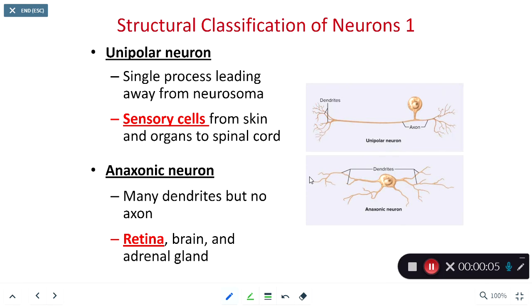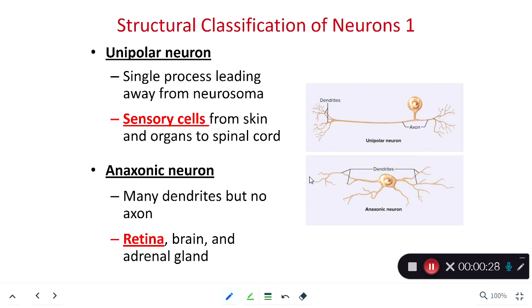Hi class, in this recording we are going to be focusing on how neurons can be categorized based on their structure. In the previous video we talked about the structure of the neuron, the dendrites, the neurosoma, and the axons, and some variations within. After we're done talking about classifying neurons based on structure, we're then going to move on and focus on how neurons move things down their axon, which can be quite long.